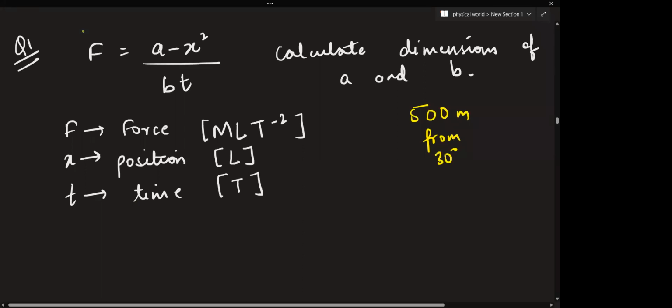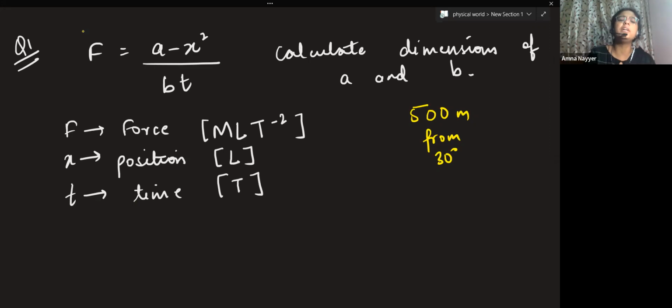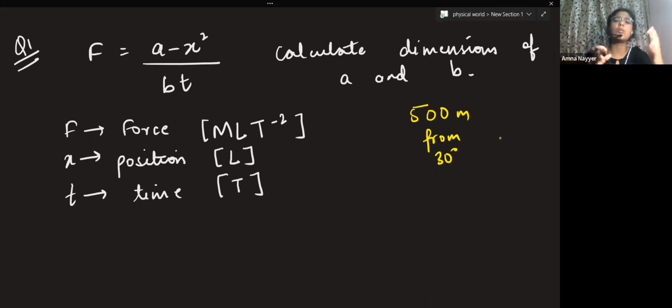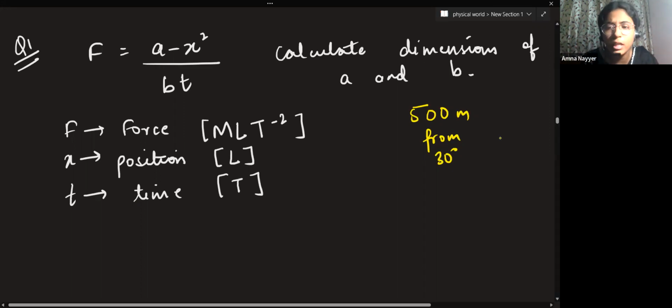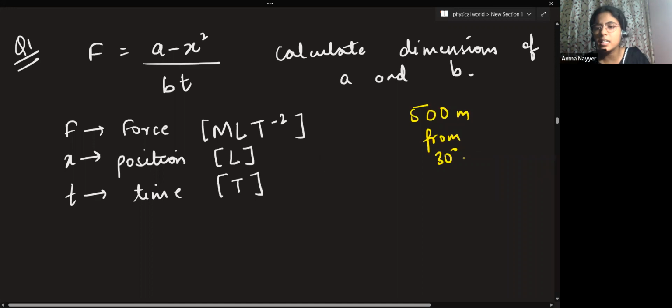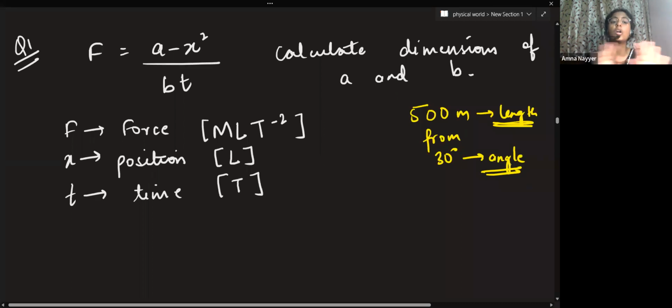No, ma'am. This is not possible. How can you subtract 500 meters from 30 degree? Had I given you subtract 500 meters from 1000 meters, then you will be able to do it: 1000 minus 500 gives you 500 only. But if I'm telling you subtract 500 meters from 30 degrees, this is impossible. The reason is, this degree is an angle and 500 meter is length. Subtracting length from angle is not possible.